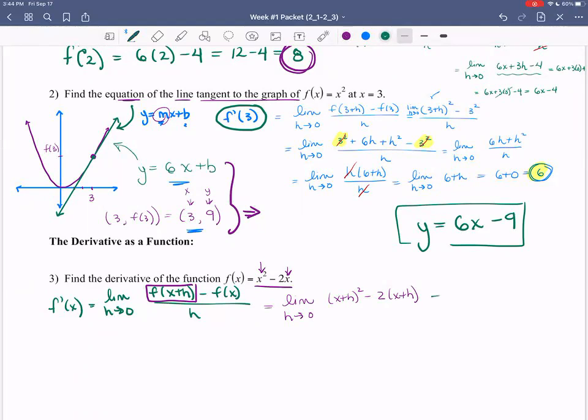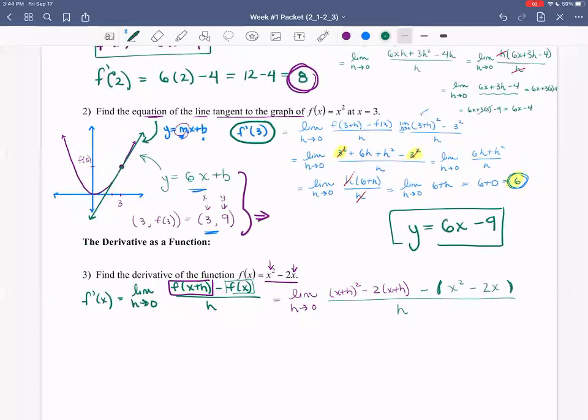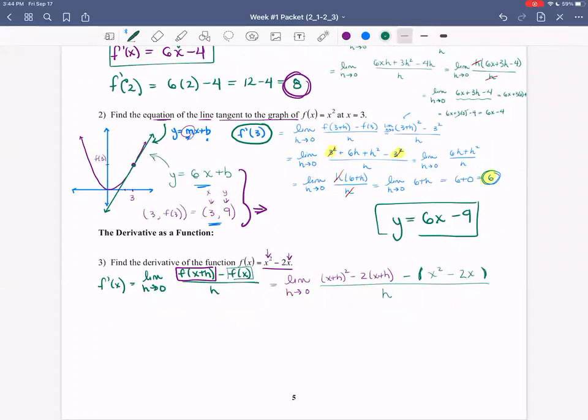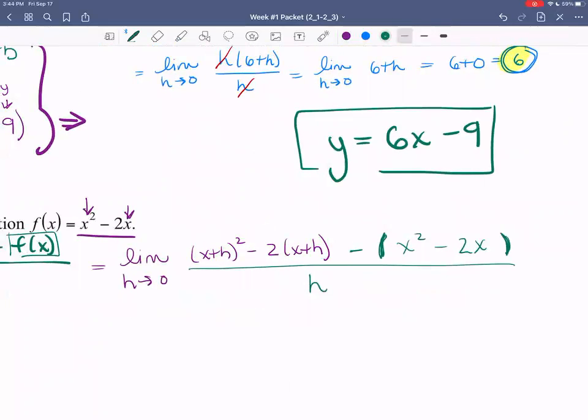Now from this, I'm going to subtract f of x. So I'm going to write in my parentheses here so that I get that negative into each term. f of x is what I get when I just plug x into my equation. So I'm going to subtract x squared minus 2x. There's my lovely numerator, and in the denominator, I just have h. So take a moment to pause the video and expand this numerator out as much as you can. Once you're there, then try to simplify.